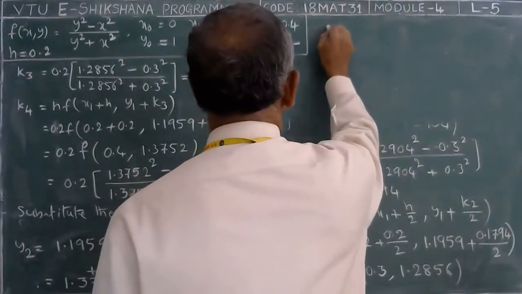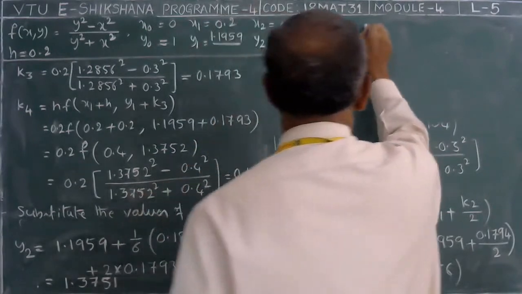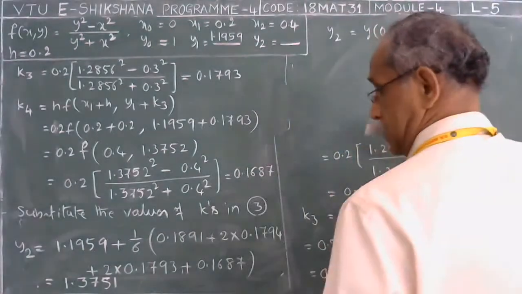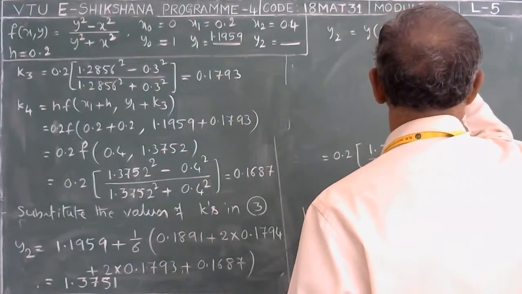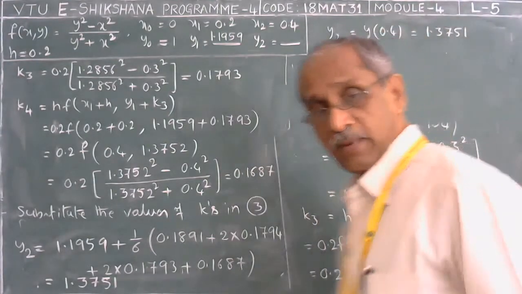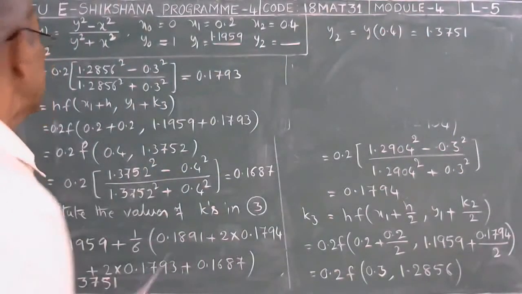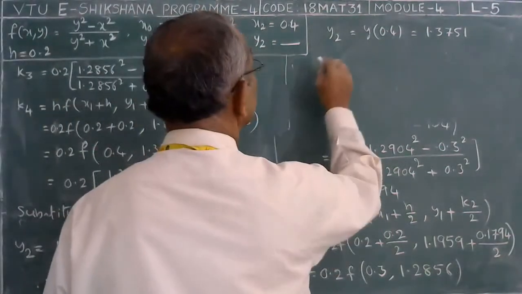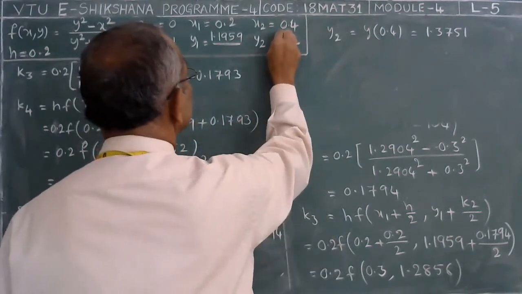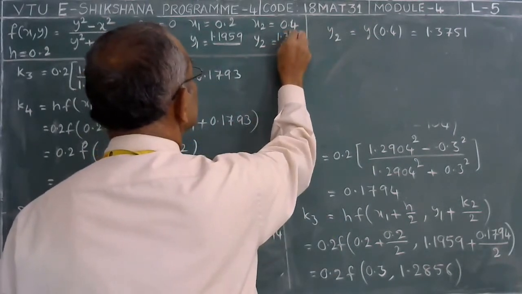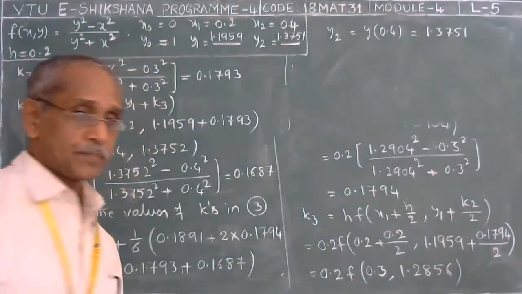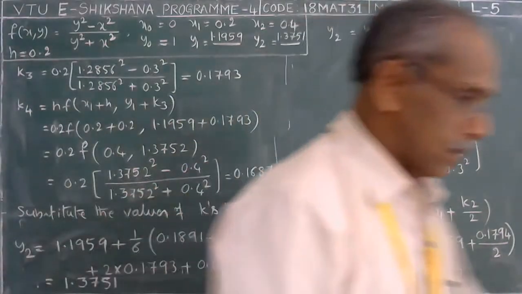So the value of y2, that is y at x is equal to 0.4, is 1.3751. So I got the value of y at x is equal to 0.4 as 1.375. Now this completes problem number 2.